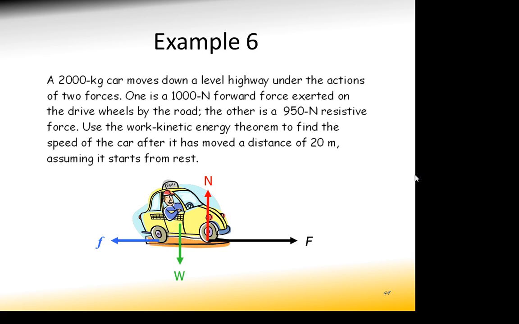In the horizontal mode, there's a 1,000 Newton force forward, that means F is 1,000 Newton, and there's a friction of 950 Newton backwards. Using the work kinetic energy theorem, find the speed of the car after it has moved 20 meters, assuming it starts from rest. That means these 2 forces, 1,000 and 950, are applied for 20 meters. What is the kinetic energy of the car?